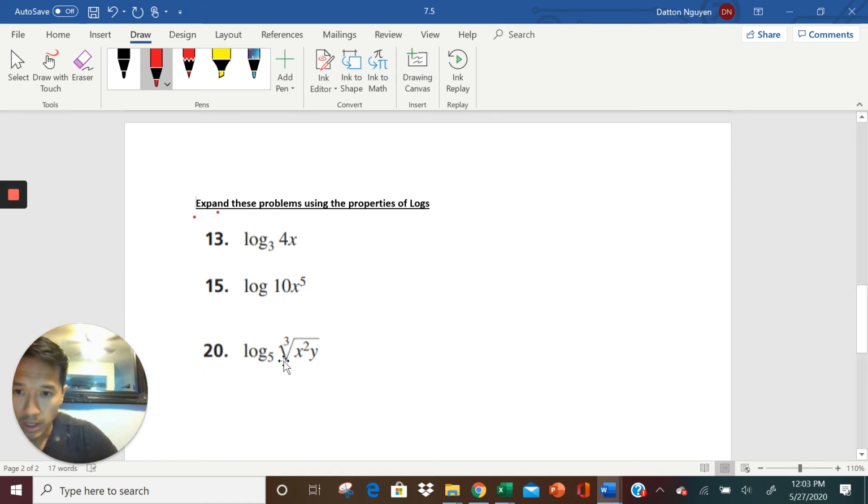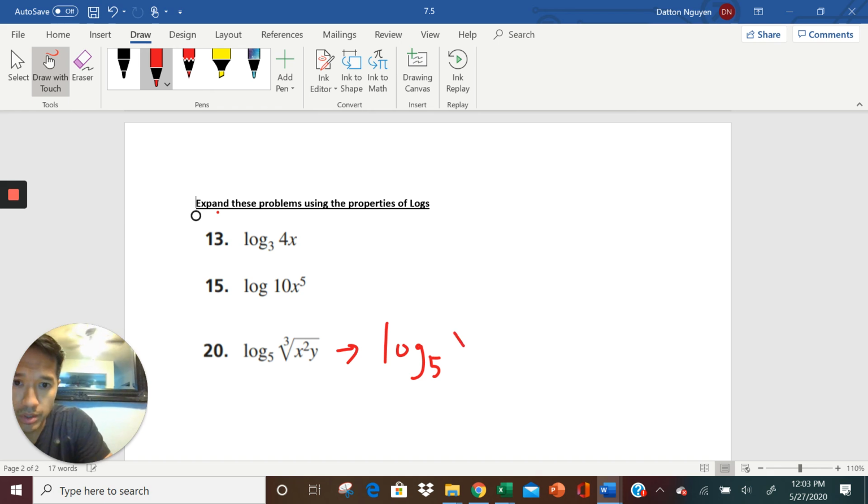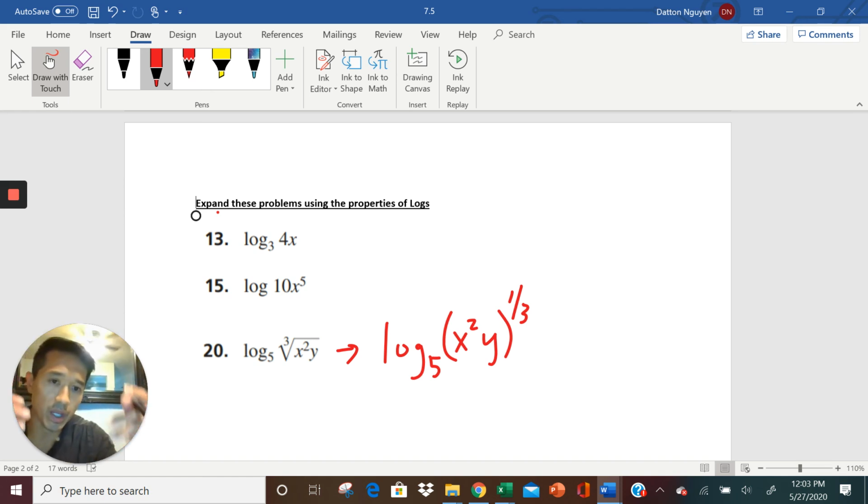So going down here, here's what I was talking about before. See that radical, the third root of x squared times y? Remember, start off with writing it as this, so you understand that this is actually a fraction exponent. So it's x squared times y to the 1/3 power. Okay, now quick refresher on exponents. You see that I have x squared times y in the parentheses, and that whole thing is raised to the 1/3 power. That's the same thing as distributing that 1/3 to both exponents.